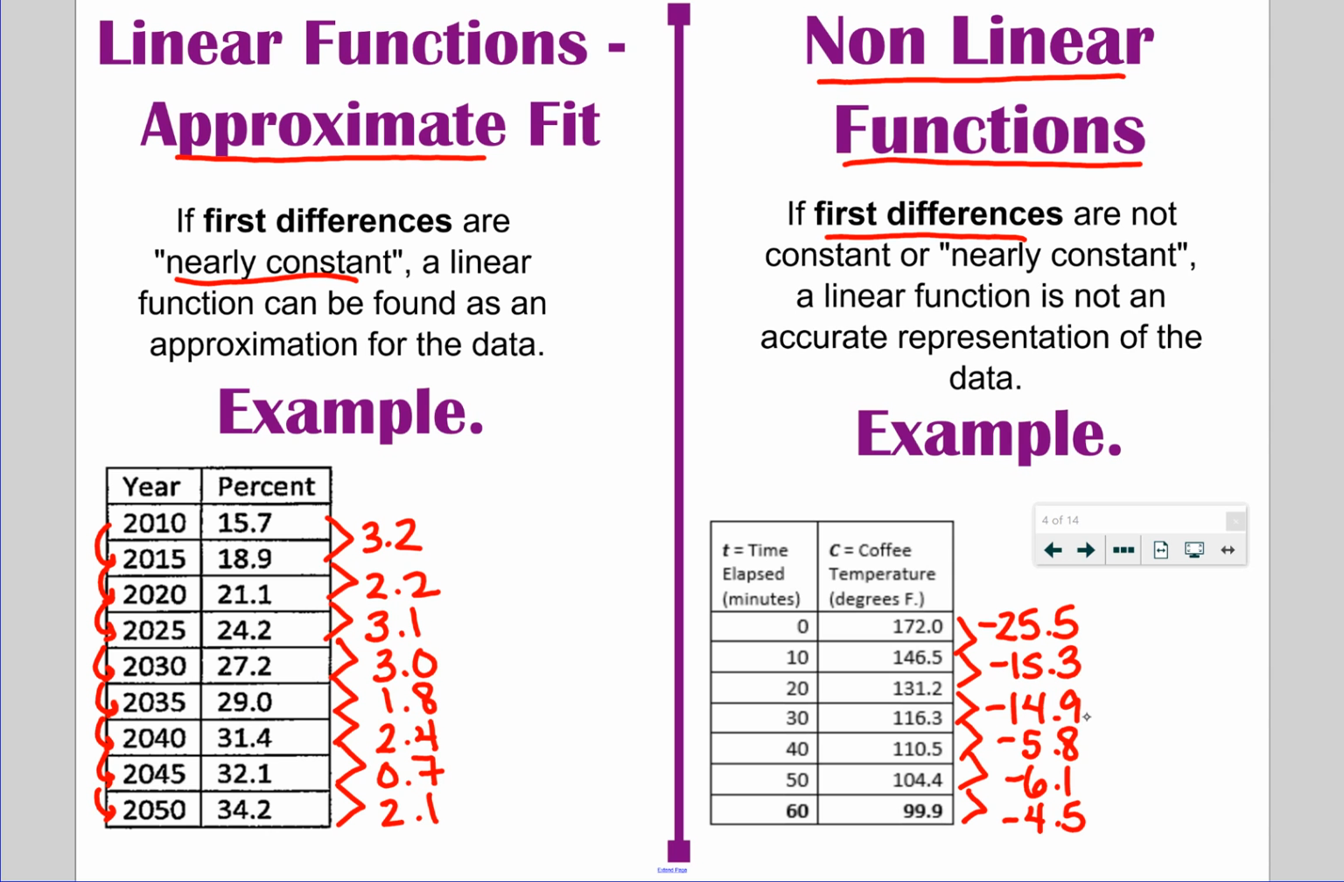Everything in the example on the left was between 0.7 and 3.2. We had a range of numbers that all of our differences were falling between. This one on the right is all over the place. So we say that this is a nonlinear function.